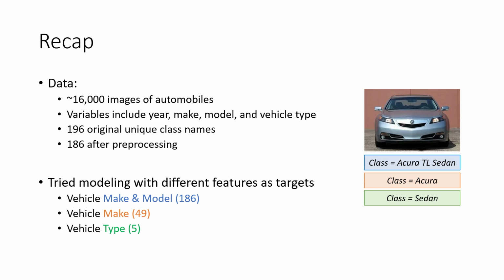And so, since that's a little unruly, I tried making CNNs that could classify based on a large class set, like the make and model set with 186 classes, sort of a medium-sized set where I just looked at the make and see if we could classify that, and then the type. So something simple like sedan or van or SUV.